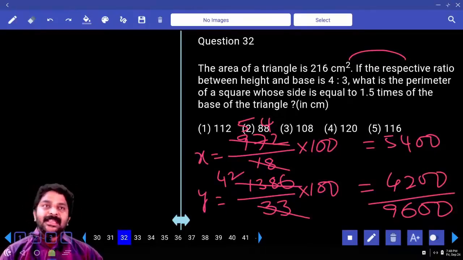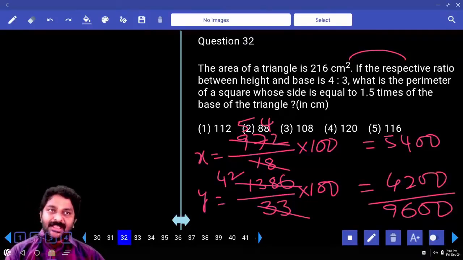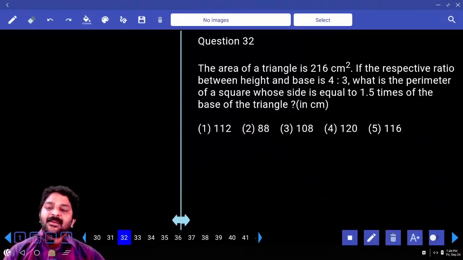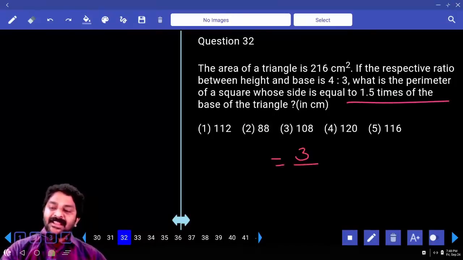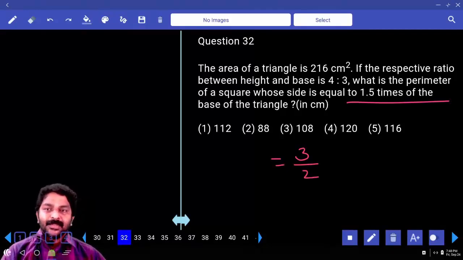The area of the triangle is 216 square centimeters. If the respective ratio between height and base is 4:3, height is how many parts? Base is? What is the perimeter of the square whose side is equal to 1.5 times the base of the triangle? Then side of the square is 1.5 times, they said. Can we write it as 3/2? Into which one? Length, base or height? Base is how many parts?